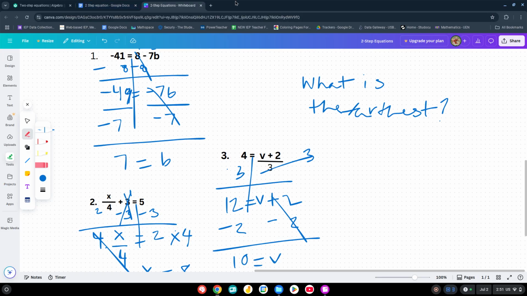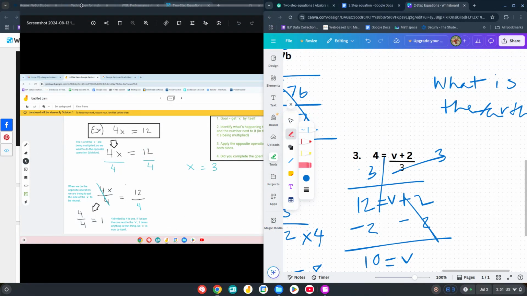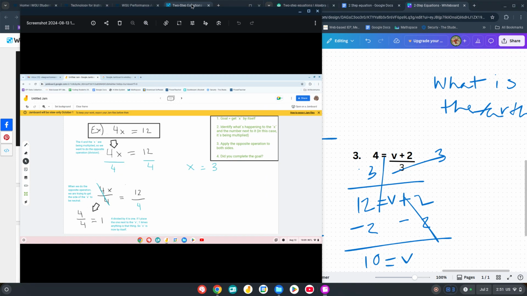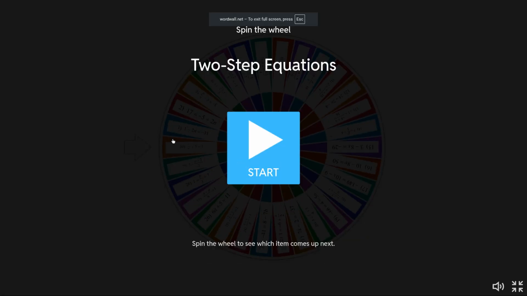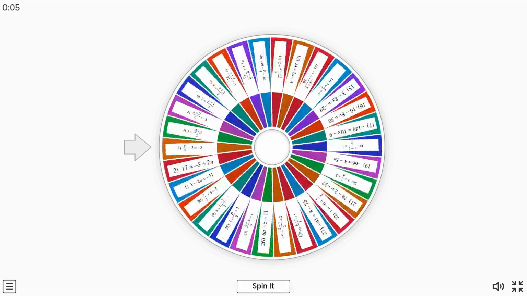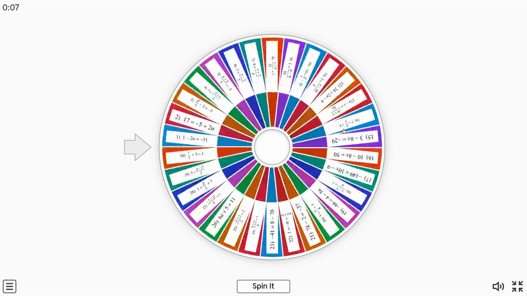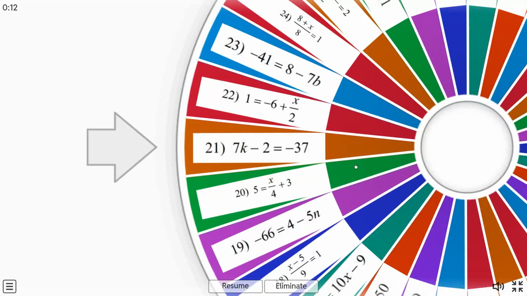Okay, now I'm going to let you guys try a couple problems on your own, and we're going to have our wheel decide for us what we're going to do. So we'll open this up, and we're going to have the wheel choose 2 equations, and then you guys will try them. So take a crack at this one, and then we'll come back in a minute.